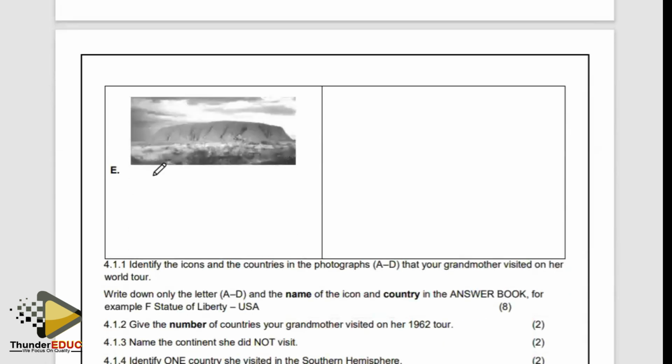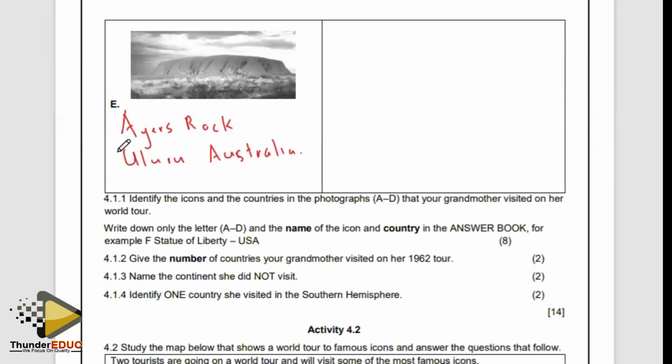Then moving to the next one, which is E. As you can see, I think you can notice that it is a large rock. So the large rock which we have amongst our icons, we have Ayers Rock, which is also known as Uluru, located in Australia. So those are the icons from A up until E. Now moving on to the next question.